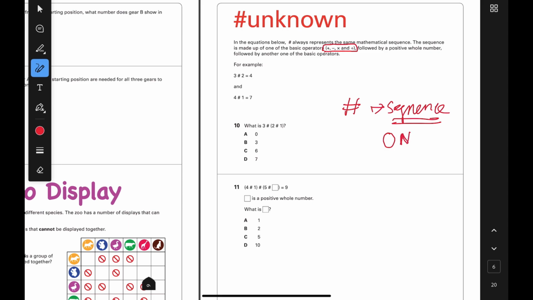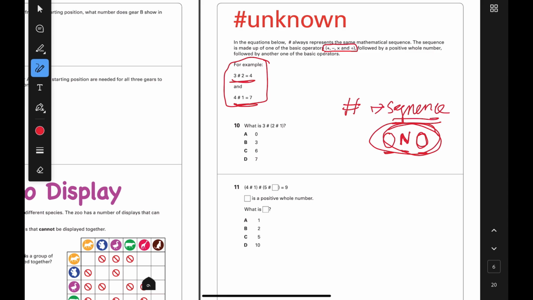So let me put it as n. And followed by another one of the basic operators. So the first one would be an operator, the second one would be a number, the third one would be another operator. For example, it might be like times, 5, minus, something like this. Now we have to find what the hashtag represents here. We have to find this sequence. For that they have given you two examples. Whatever the sequence is, it must satisfy these two equations, then that is our sequence.